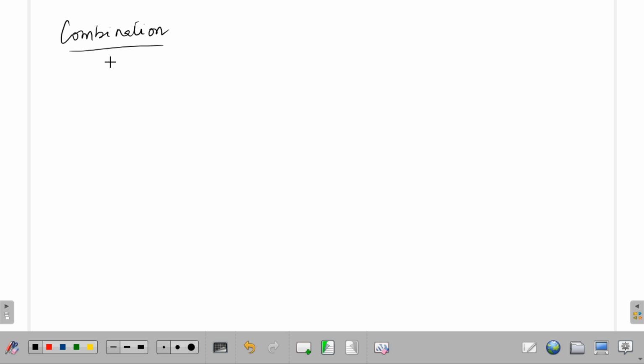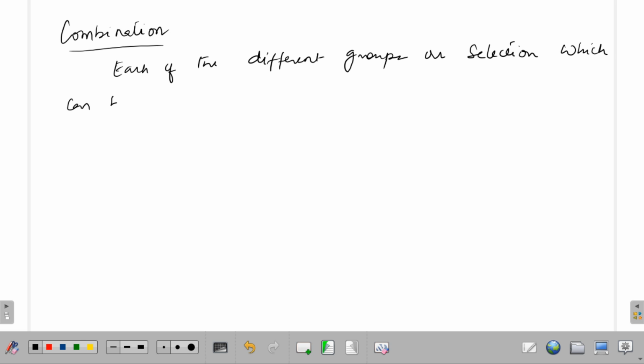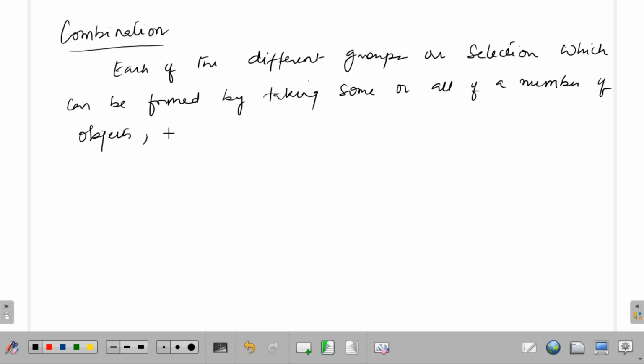Okay, so combination means each of the different groups or selections which can be formed by taking some or all of a number of objects, irrespective of their arrangement, is called combination.